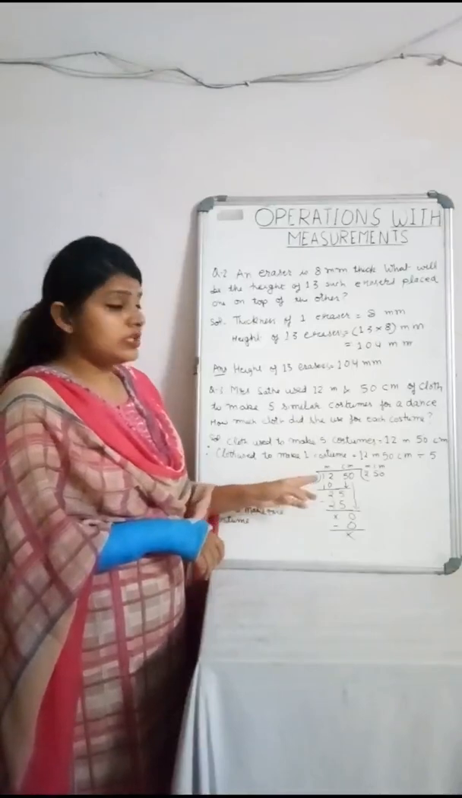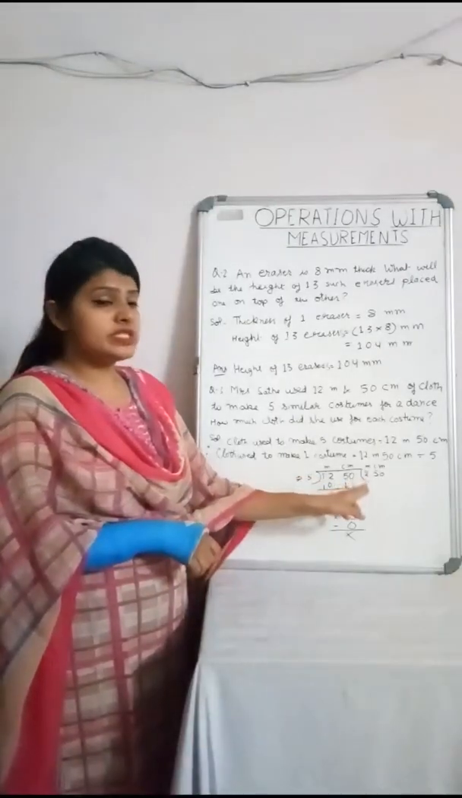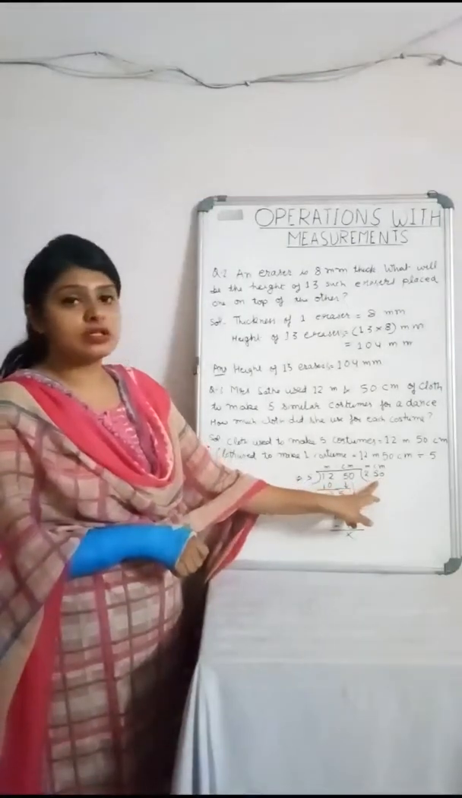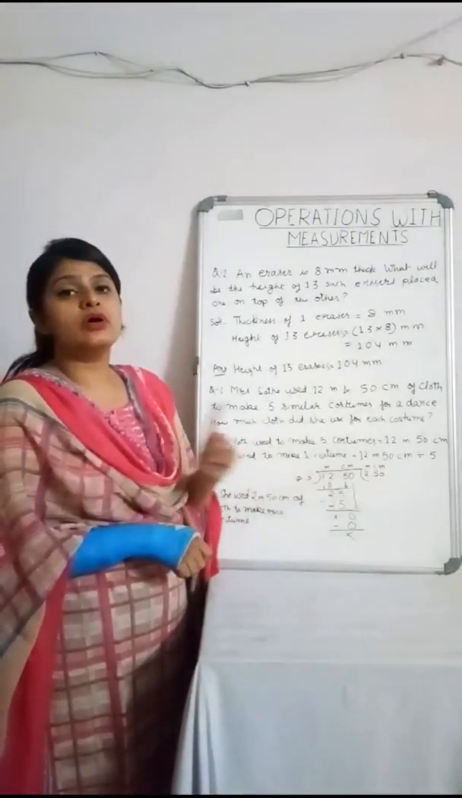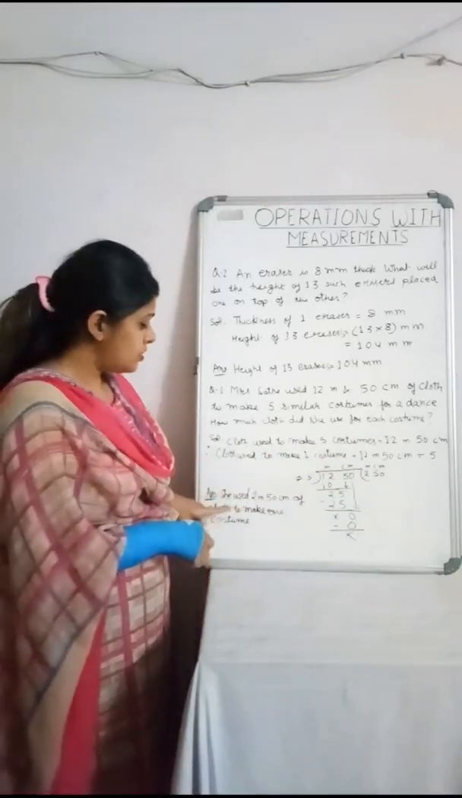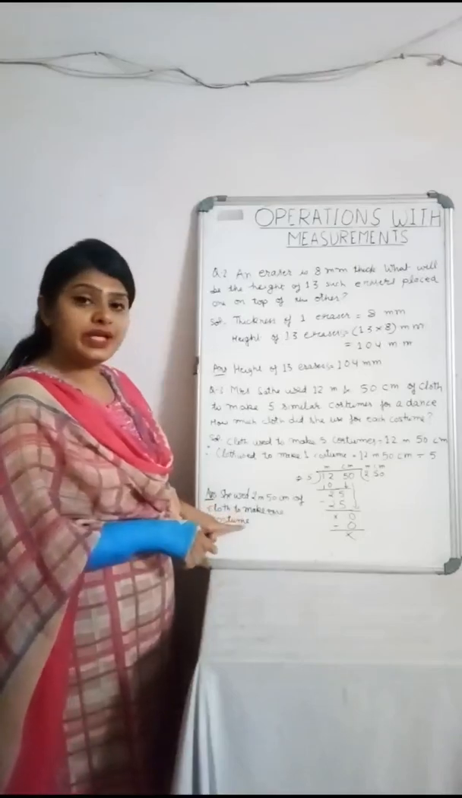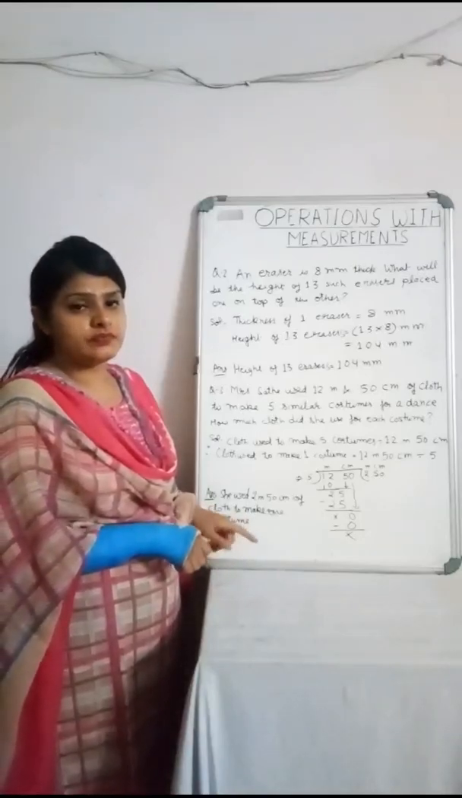and after the division we get 2 meters and 50 centimeters. So this is the cloth that is required for one costume. She used 2 meter 50 centimeters of cloth to make one costume.